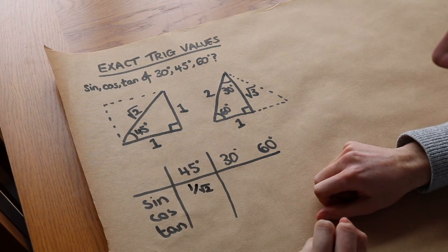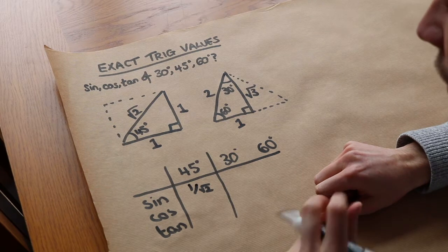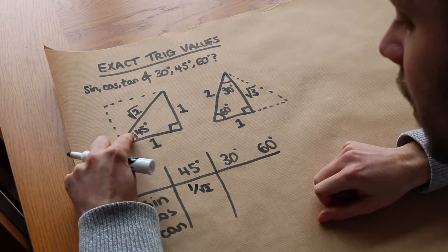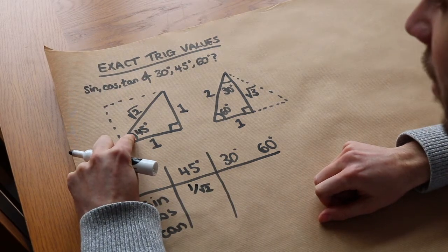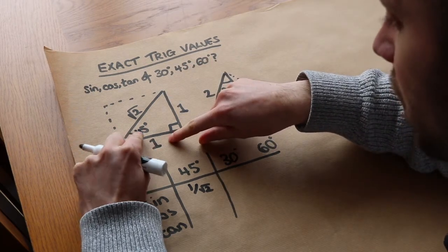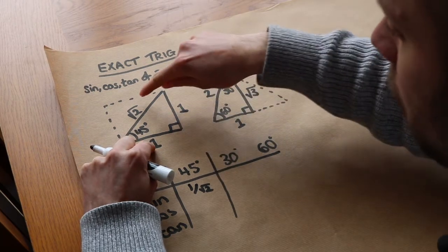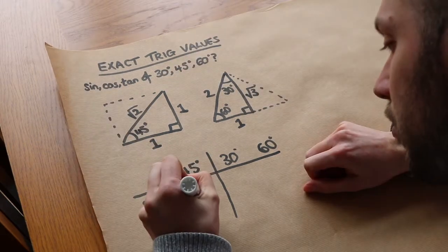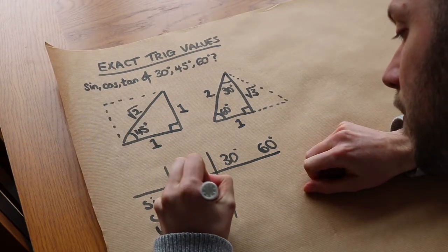Next, let's do cos of 45. So cos of 45 is, using SOHCAHTOA, adjacent over hypotenuse. So it's going to be the adjacent, which is 1. The 1 is adjacent to that angle, over the hypotenuse, that's 1 over root 2 again. So in fact, the same value.